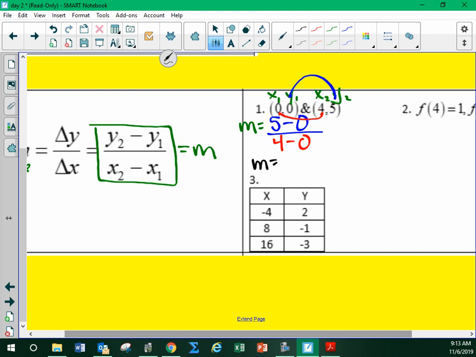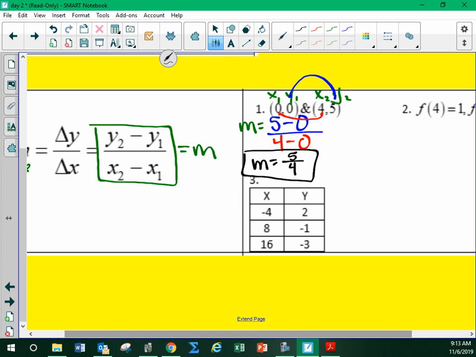What's 5 minus 0? 5. 4 minus 0? 4. And you can use your calculator to double check if it simplifies. This one does not simplify. So that's our slope. So that's how we found the slope with ordered pairs. If they were to give me the graph for this, I would see that I would go up 5 and to the right 4. To go from here to here.